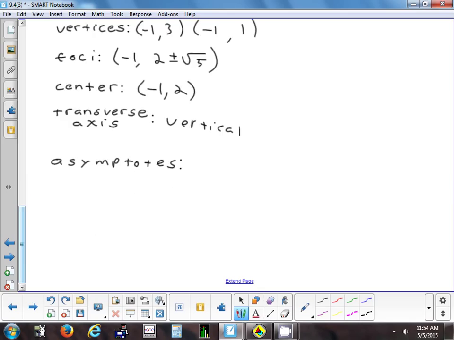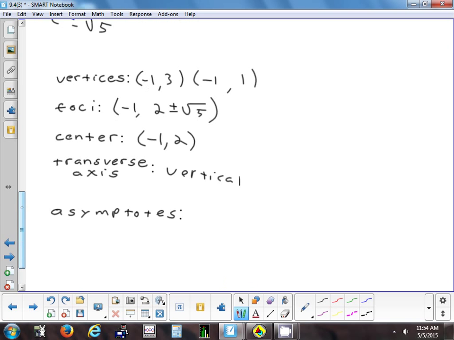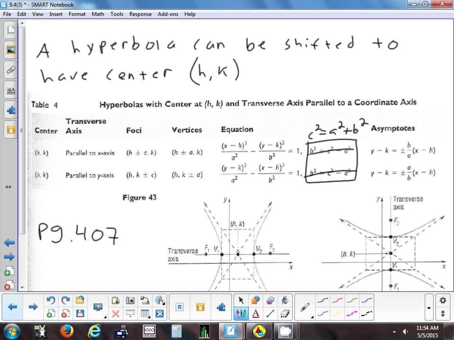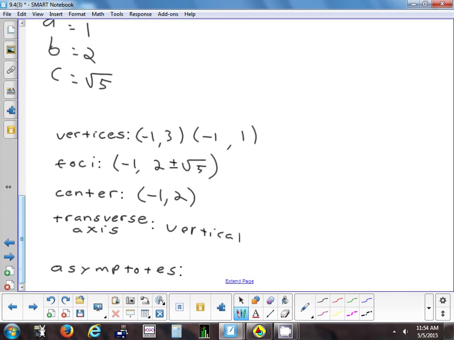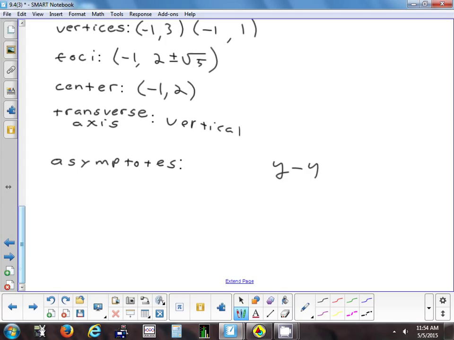And last thing is our asymptotes. Okay, if you look back, they had this equation, which if you want to memorize this equation for the asymptotes, that's fine. You can just memorize it. Or, if you remember your equation for point slope form, that's all that it is. y minus y1 equals m times x minus x1. Just remember that the point that it's going to go through is the center. So there's your point, and your slope is a over b. When it's vertical, the slope is a over b.